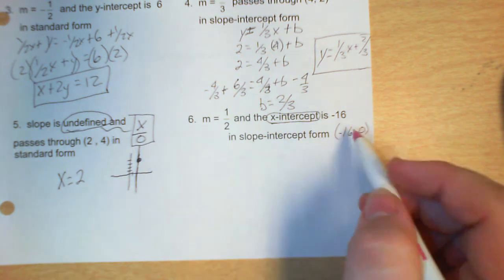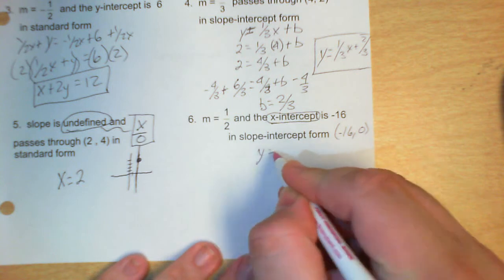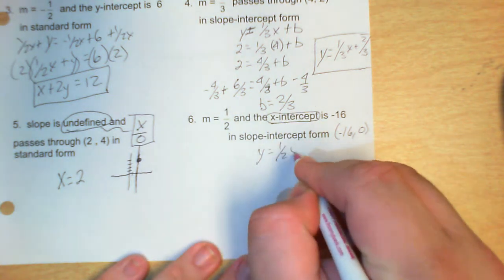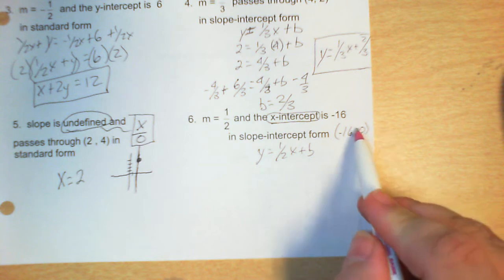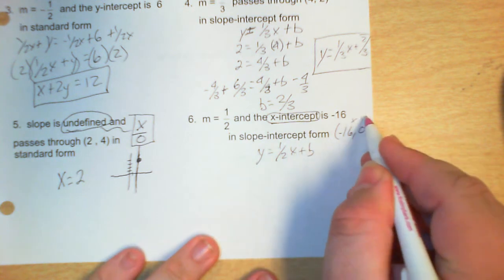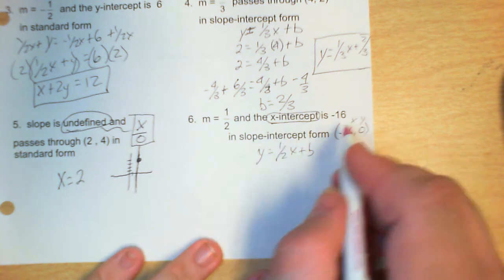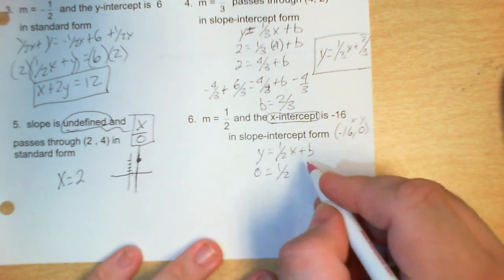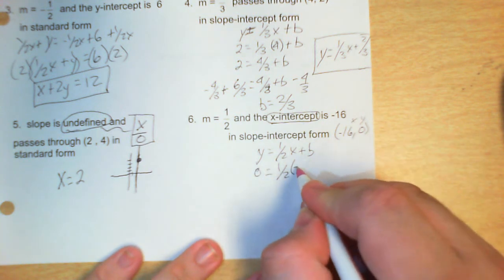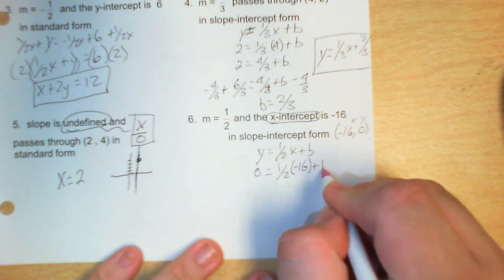So if I'm going to write this in slope-intercept form, I'm going to have y equals, I know what m is, 1/2 x plus b. Then I know that with this equation, I have my x and y coordinates. I'm going to plug in 0 for y equals 1/2 times negative 16 plus b.